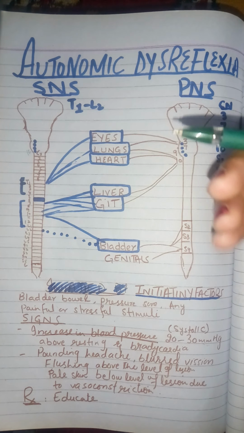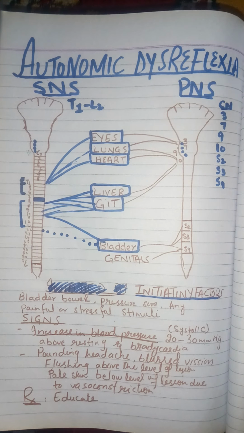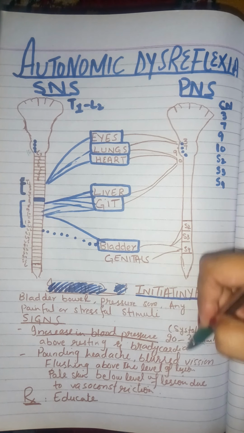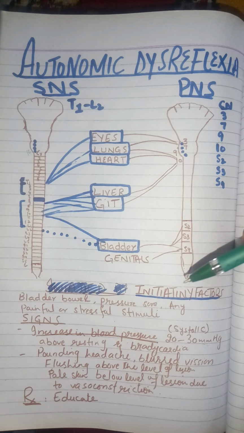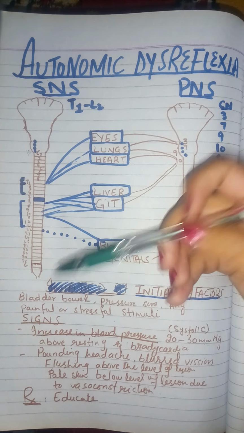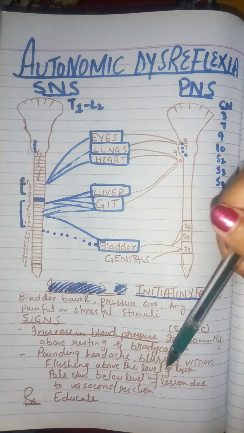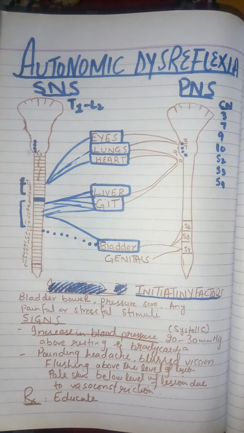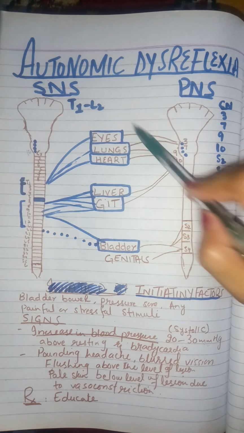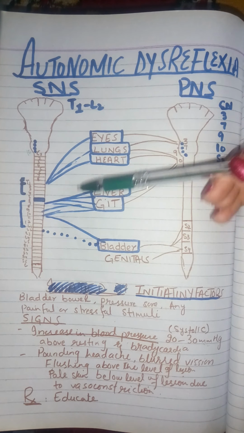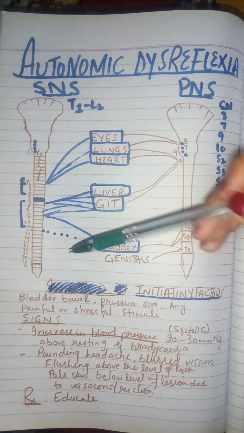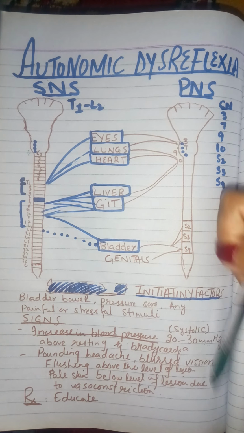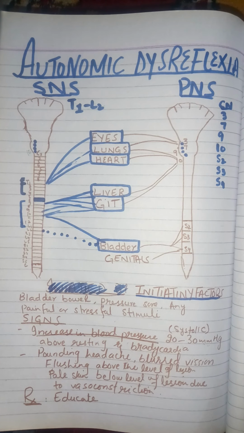Because the parasympathetic nervous system is constantly trying to reduce the blood pressure by reducing the heart rate through the vagus nerve, it can also cause bradycardia. The patient can show symptoms of pounding headache, blurred vision, and because above the level of injury there is vasodilation, there can be flushing, and below the level of injury there is vasoconstriction, so there is pale skin below the level of lesion. There can be other symptoms as well.